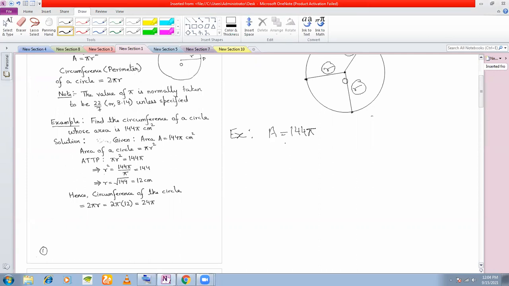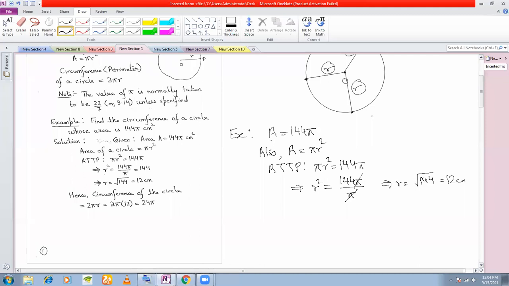144 pi. Area of the circle is given to you as 144 pi. Also, what do you know the formula for area? Area you know as pi r square. This is the formula for area. Therefore, these two must be equal. Pi r square must be equal to 144 pi. So therefore, r square, you can find out the radius from here. 144 pi by pi. So these two pi's are going to cancel. So you get r is equal to square root 144, which is equal to 12 centimeters.